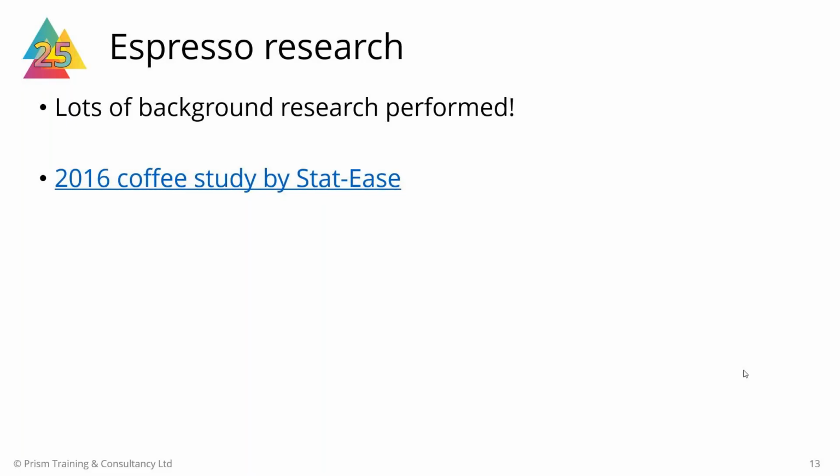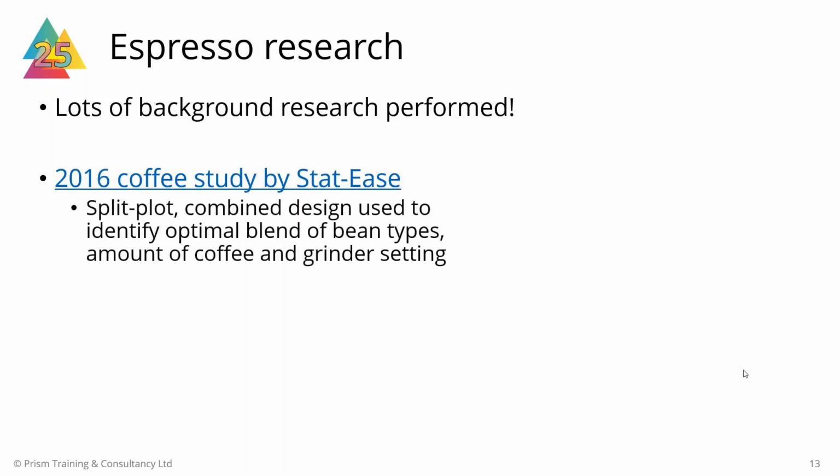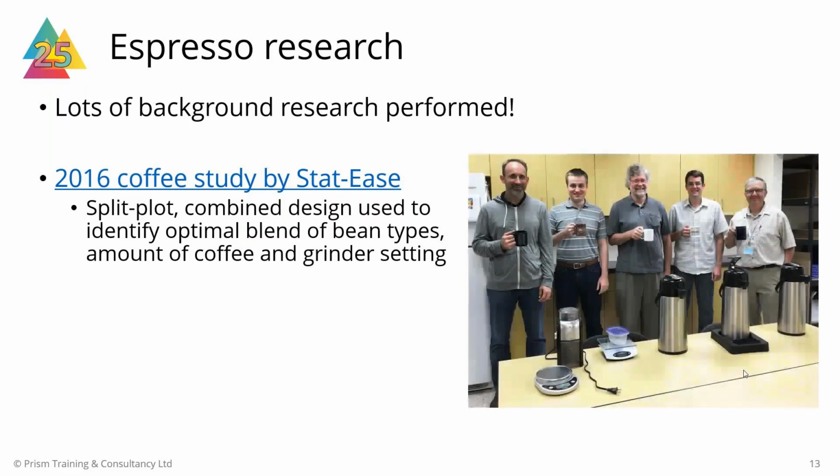And one of the first things I came across, of course, is the study that Statis themselves did back in 2016. This is available on their website if you want to take a look at this. Very interesting design. They used a split plot combined design, which allowed them to vary the proportions of different types of coffee bean, as well as changing things like grinder settings and amounts of coffee being used. So it's a really good study.